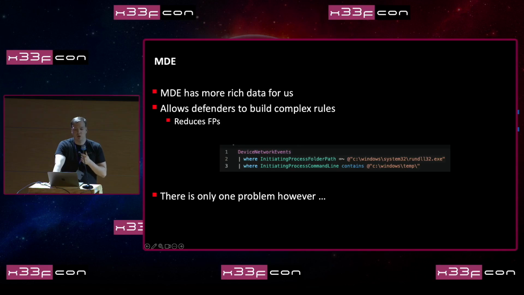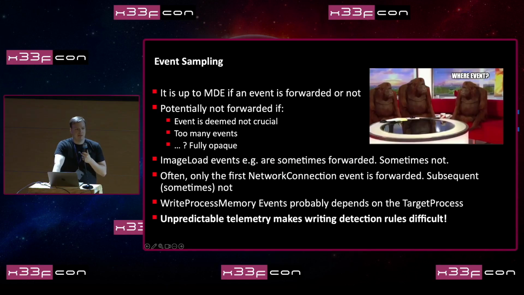There's one big issue with MDE, however, and this is called event sampling. Event sampling basically means that it is up to MDE if an event is forwarded or not, and the criteria for this is completely opaque. MDE decides internally if an event is forwarded or not based on criteria we don't know. For example, it might not forward an event if MDE thinks this event is not very important, or there are too many events, or whatever else. We don't know, we don't have the source code, we have to trust the vendor. And the issue is that with unpredictable telemetry, we can basically not write reliable detection rules if we do not know which data we have.